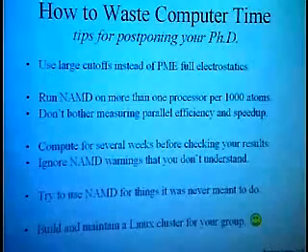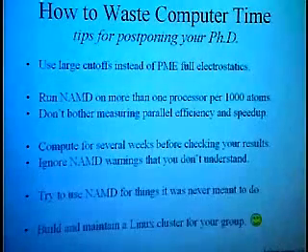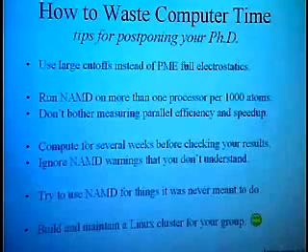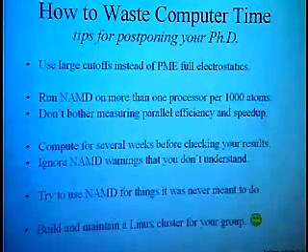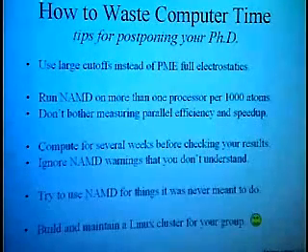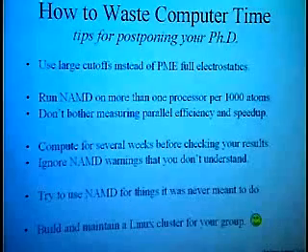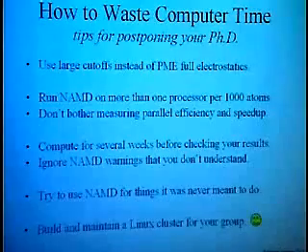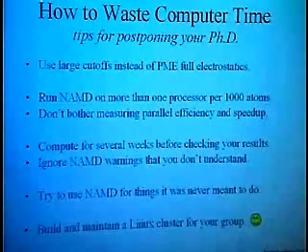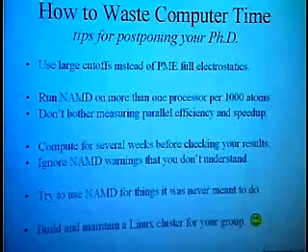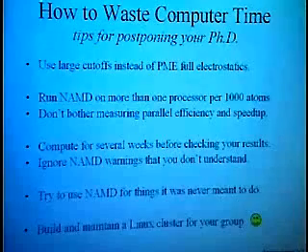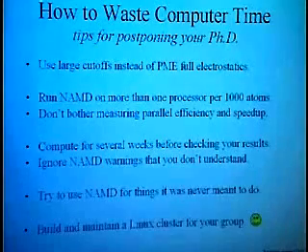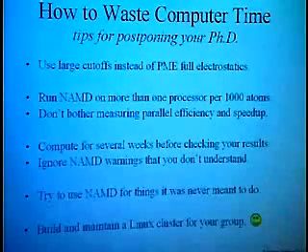A couple tips on NAMD. If you're going to use these large systems, when you're running on 1,000 processors, you can waste computer time very effectively. So these are some things that you may or may not want to do in a NAMD simulation, depending on your goal. First of all, if you double the size of your cutoff, you're doing 8 times as much work. Particle mesh Ewald is order n log n, very efficient. So if you want to waste time, by all means, use a 16 angstrom cutoff and ignore particle mesh Ewald.